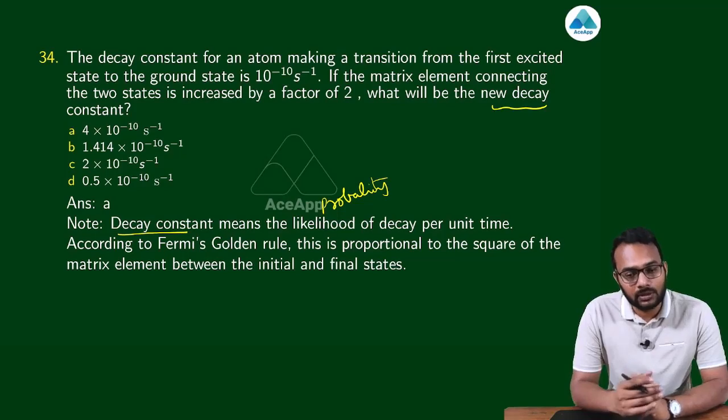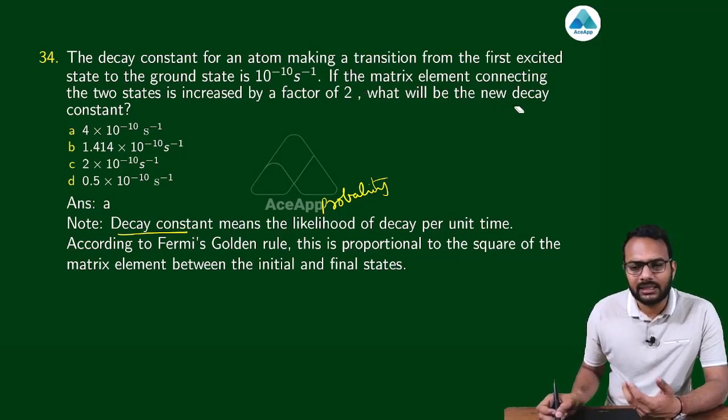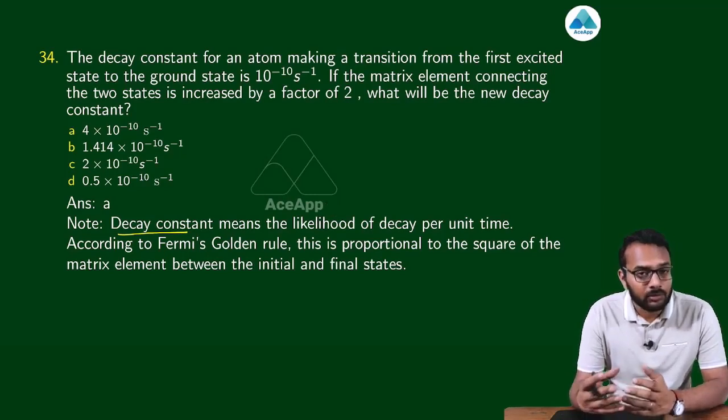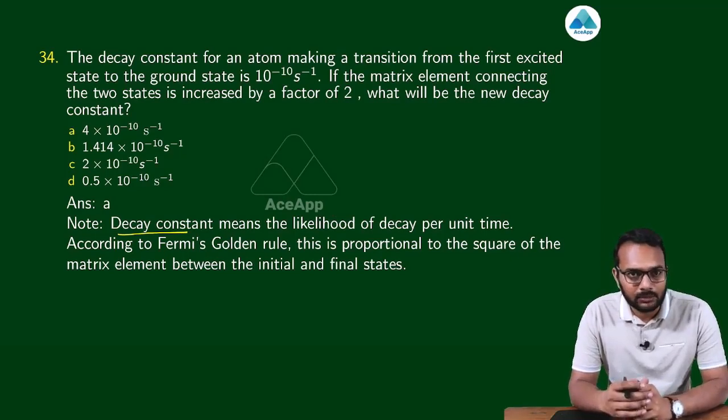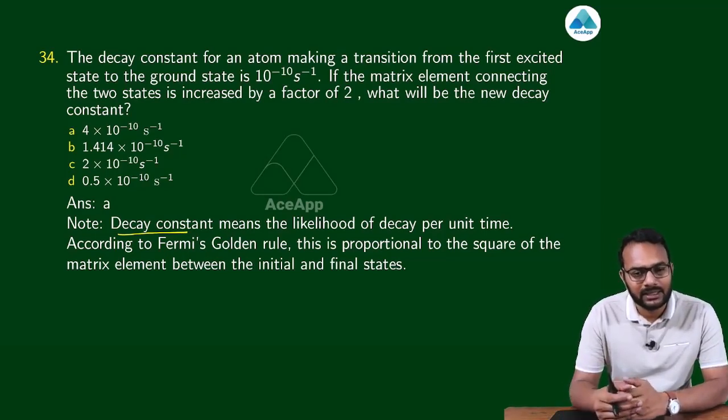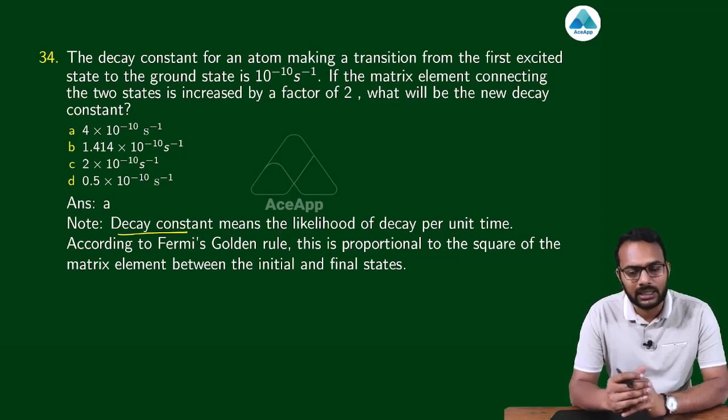Now, according to Fermi's golden rule, this is proportional to the square of the matrix element between the initial and final state. The assumption there is a constant perturbation, but it could also be a case of harmonic perturbation, monochromatic light. We saw that there will be an averaging effect, and in the end we get a special case, Fermi's golden rule.